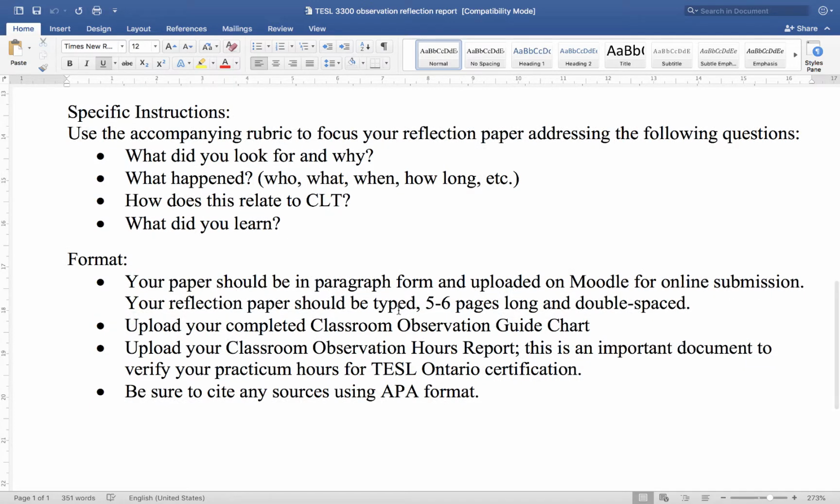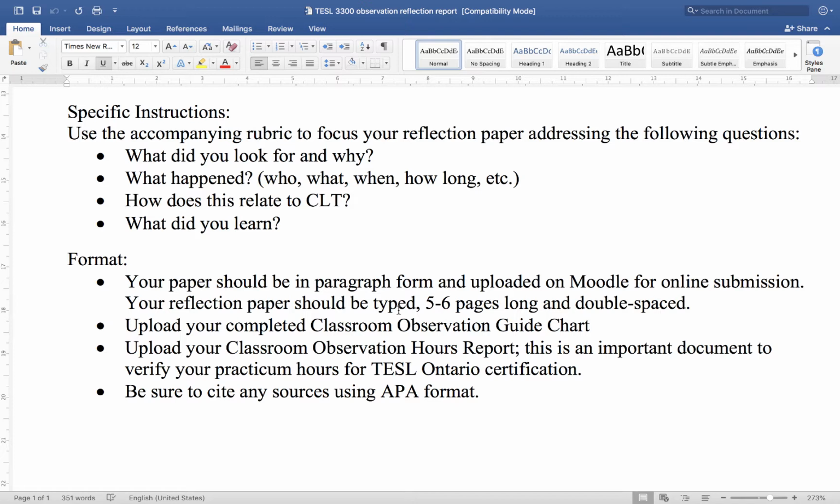Okay, so for the format, we're going to be doing this electronically. This is actually a way that we could also continue to communicate about your assignments in the future. So your paper should be in paragraph form, in report form, following APA format, double-spaced. It is a formal report. It shouldn't be just a bunch of typed notes, essentially, and uploaded on Moodle for online submission. I'll be showing you where exactly in a moment.